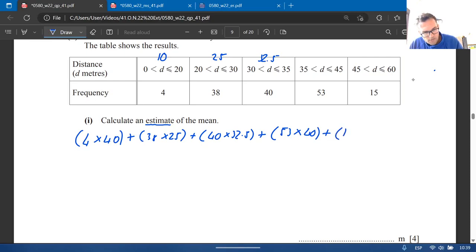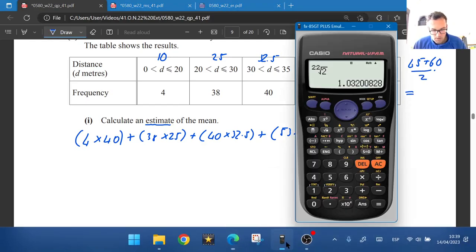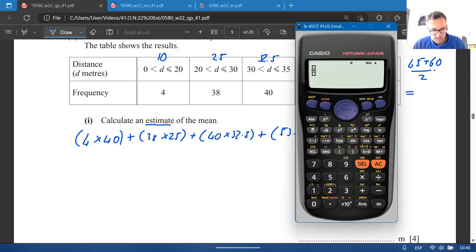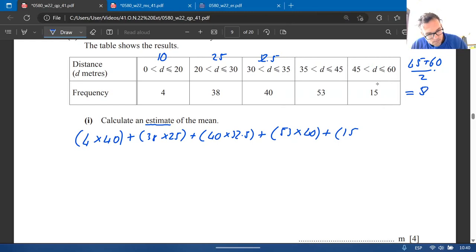And the last one, we got 15 students. Now, if you're not sure what is halfway between 2 points, you can always just do this. You add them together, 45 plus 60, and divide by 2. Then you get the exact midpoint, if you're not sure. If you want to be safe, add them together, divide by 2, so halfway between 45 and 60 is 52.5. Get it right, you don't want to lose a mark.